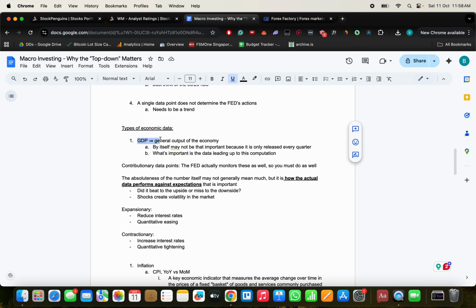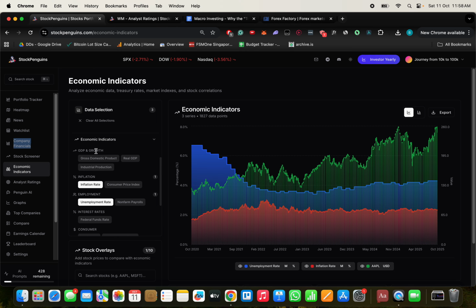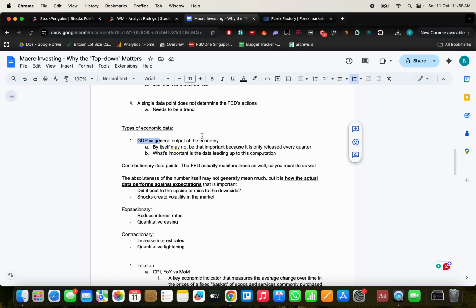So GDP, which we already have here, real GDP, industrial production as part of GDP and growth. GDP is the general output of the economy. By itself, it may not be that important because it is only released every quarter. I think what's important is the data leading up to this computation, right? So contributory data points, which is what the Fed monitors as well. So you have to do that.